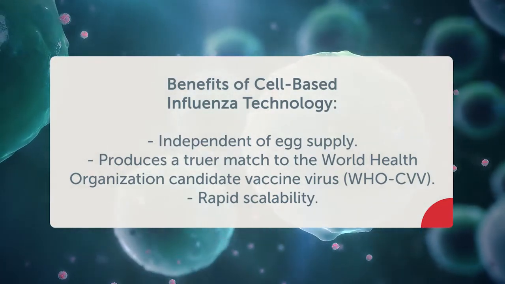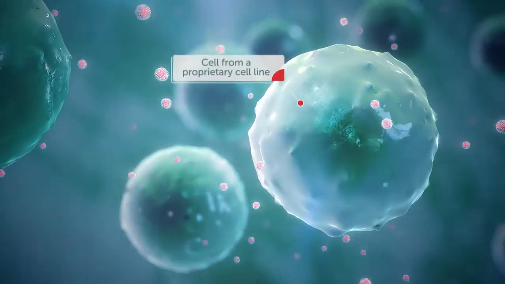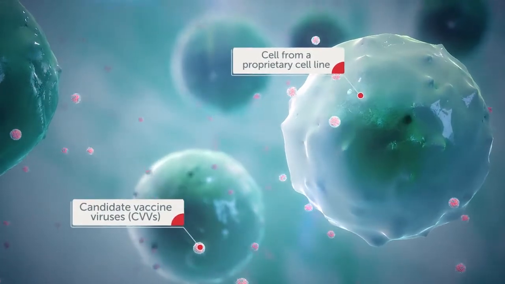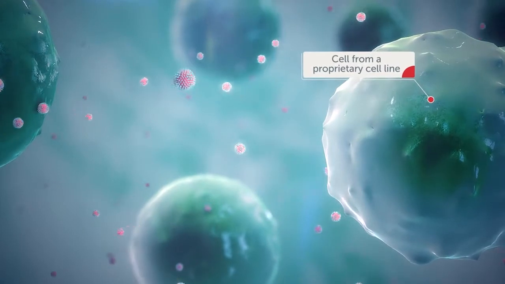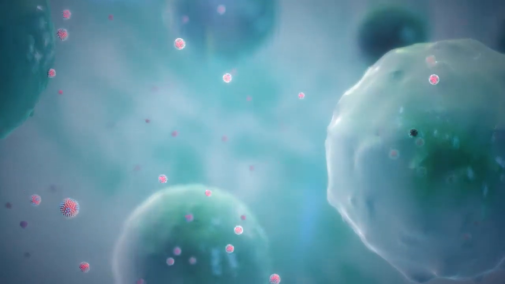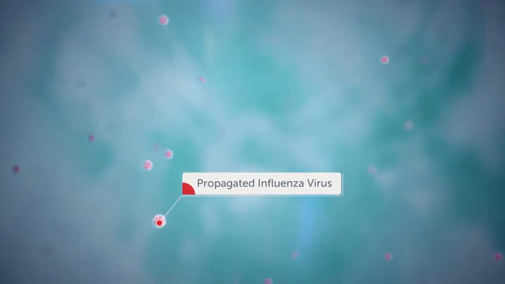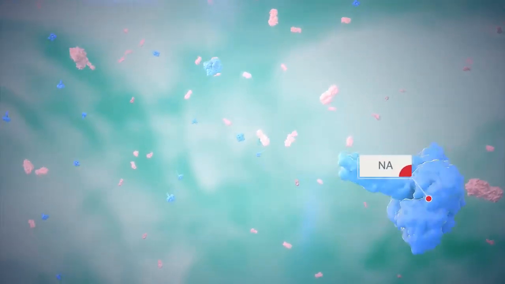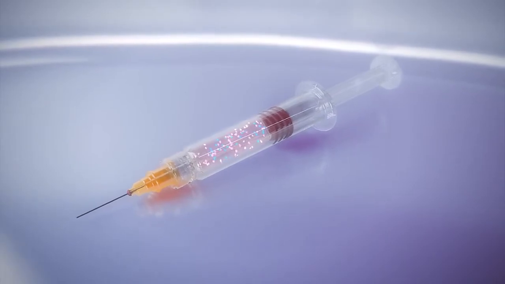and rapid scalability. WHO-selected strains, which have been isolated from clinical samples and termed candidate vaccine viruses, CVVs, are grown and processed via a proprietary cell line. Viruses which have the same antigenicity as the CVVs are propagated before harvest from the cell media. HA and NA proteins are purified to create a vaccine. The vaccine is administered via intramuscular injection.